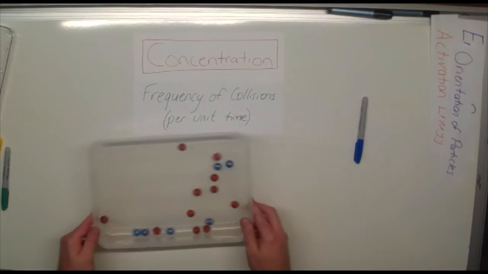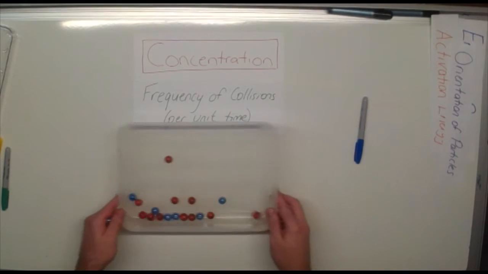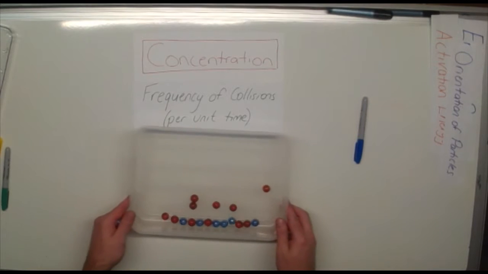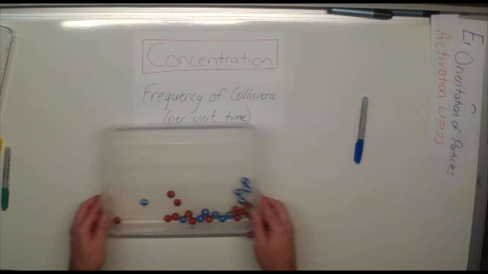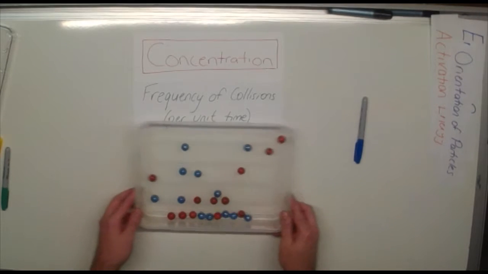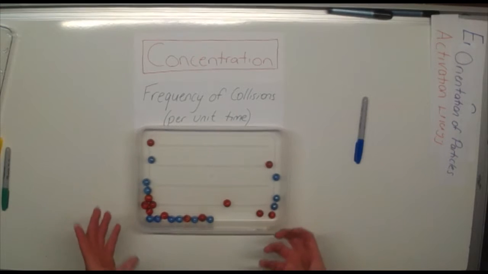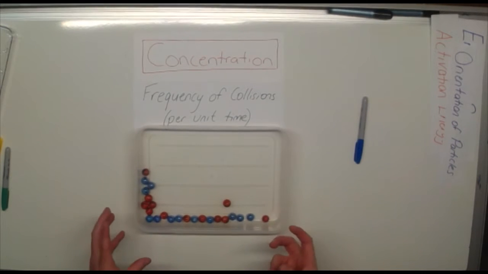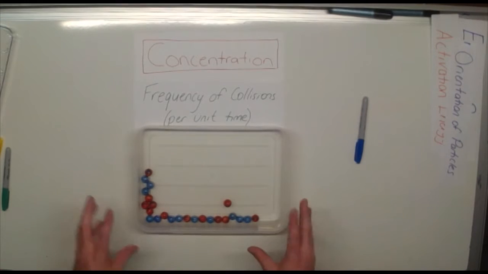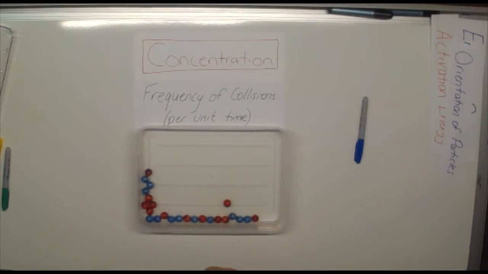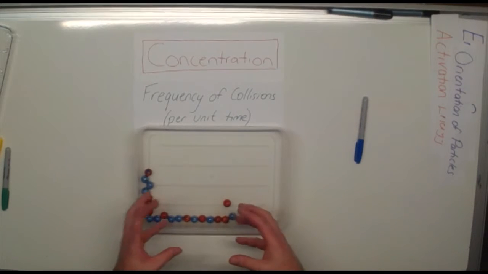What we're getting now, same amount of movement as before, but we're getting more red particles colliding with the blue particles. If we increase the concentration of the blue particles as well, and we keep going with the normal energy, again we get more collisions per unit time. So increasing the concentration doesn't affect the energy, doesn't affect the activation energy. They still move with the same speed, but because there's more of them, we get more collisions occurring.